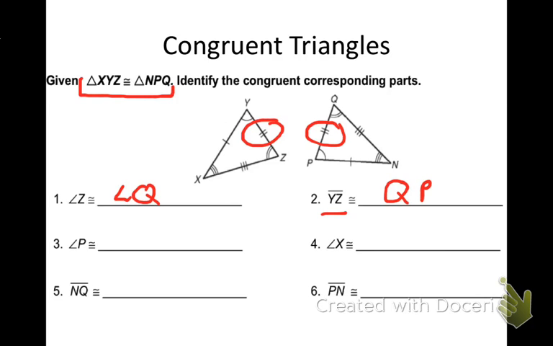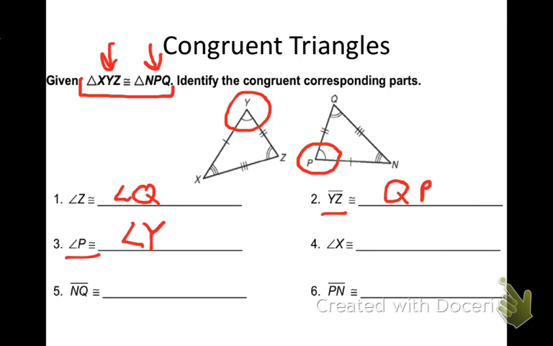As I continue to go through this, what happens if I don't know the angle parts? Well, I can look up here at angle P. I notice it's in the middle. So I'm going to look over here at the middle. It's going to have to be matched up with angle Y. Angle P has 1 mark, angle Y has 1 mark. That would be correct. Those are congruent.